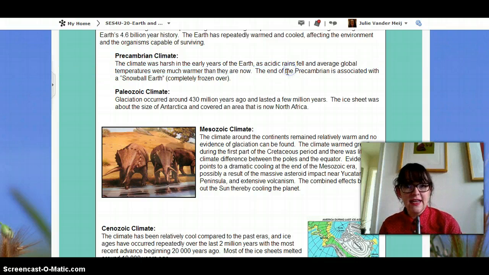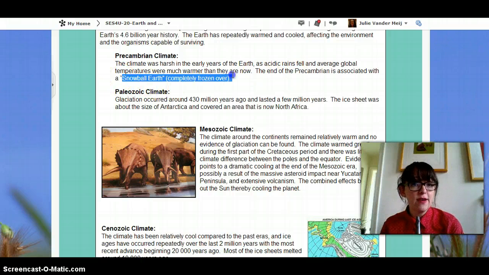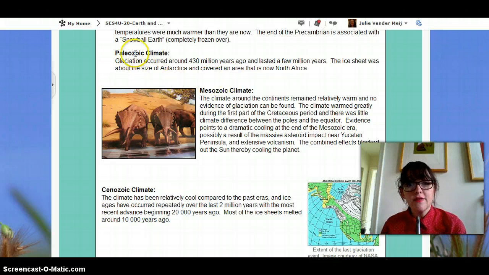The end of this period of time in Earth's history is associated with a complete freeze of the entire Earth, a huge ice age. The Paleozoic climate, which is the first era of the Phanerozoic eon, began about 430 million years ago and lasted a few million years. Again, there was an ice sheet or ice age that covered a lot of North America at the end of that period.